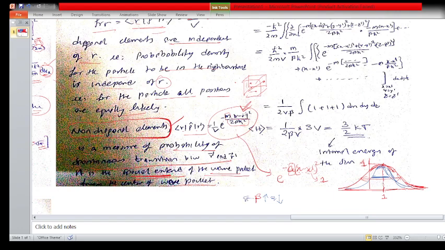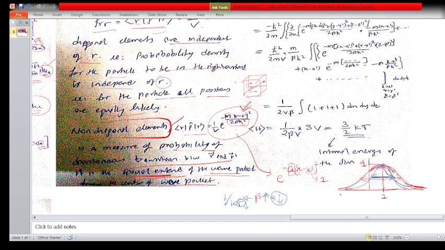Then what is beta? Beta is nothing but 1 by kT. Okay, beta large means temperature is small. Temperature small means you will be getting a which is small. So when temperature decreases, the spreading of this wave function from the center will be small. Okay, when your temperature is small.